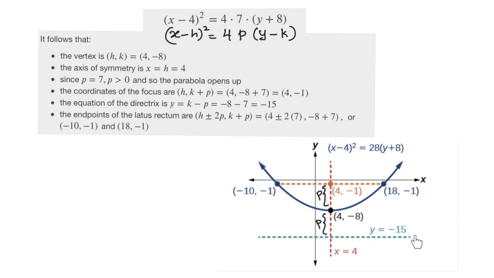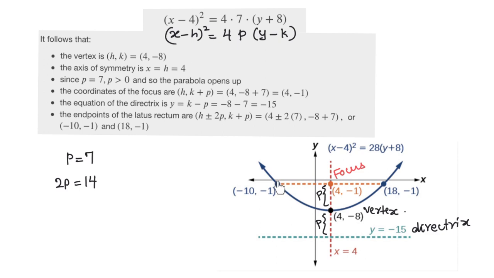The directrix is a horizontal line here, so the equation will be y equals negative 15, because negative 8 minus 7 is negative 15. If you add 7 units to negative 8, that will be negative 1. So the focus coordinates are (4, negative 1).